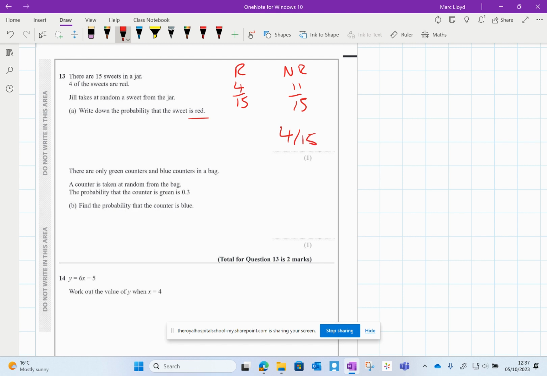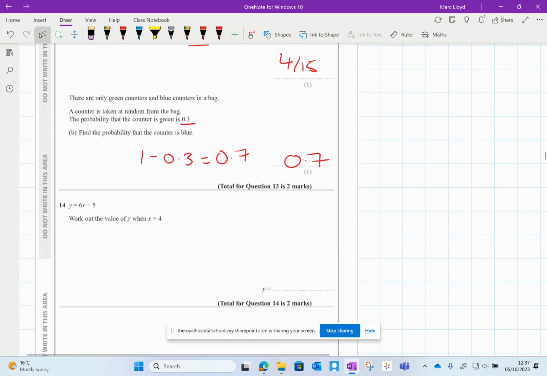There are only green counters and blue counters in a bag. A counter is taken at random from the bag. The probability is that it's green. So we need these numbers to add up to 1, which means we subtract the 0.3 from 1, giving us 0.7 for blue. Okay, super.